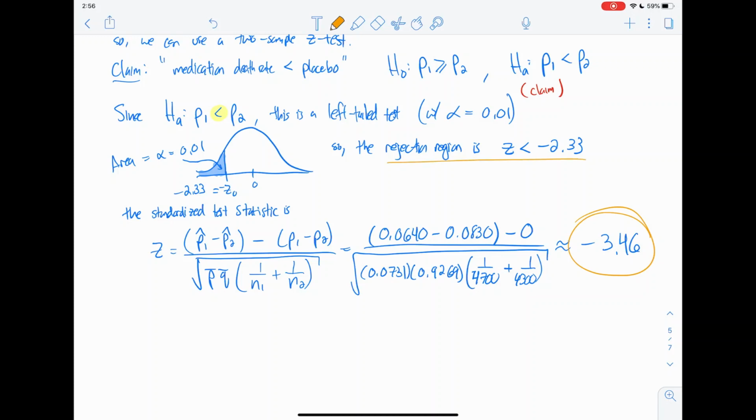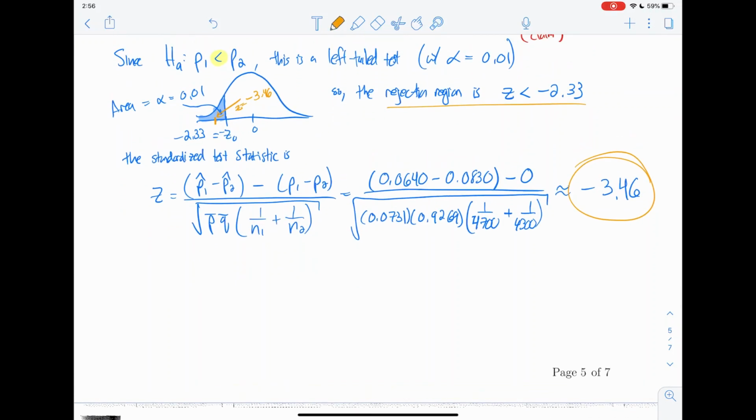Now, as we usually do, we're going to take that standardized test statistic and compare it to our rejection region, and on this picture we see that negative 3.46 probably lives right there. That's where that z-score lives. And we see that it clearly is less than negative 2.33. It lives in the shaded region, so that means that yes, we're going to reject the null hypothesis. So we'll say that since negative 3.46 is less than negative 2.33, the conclusion is that we reject the null hypothesis.